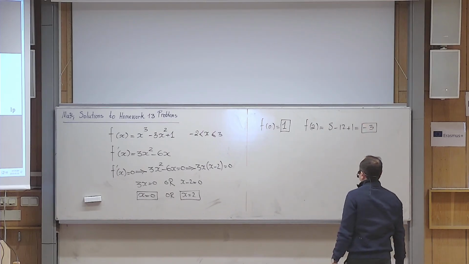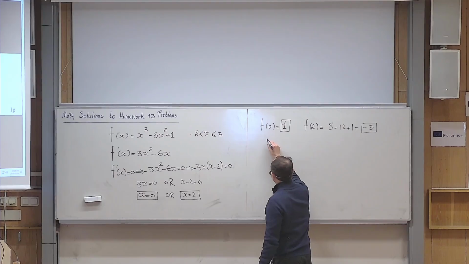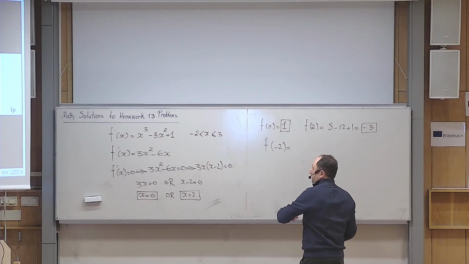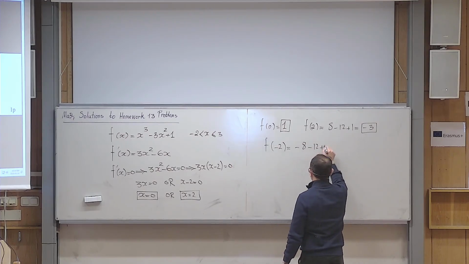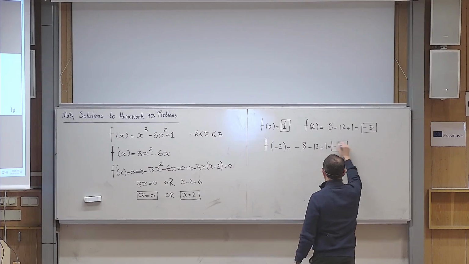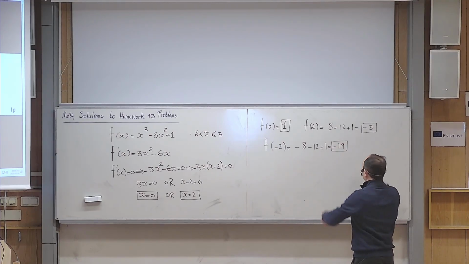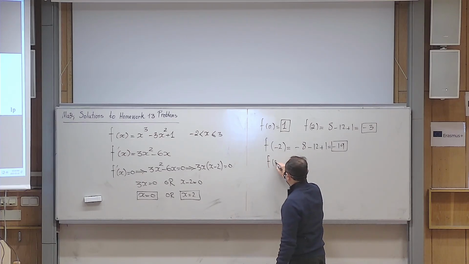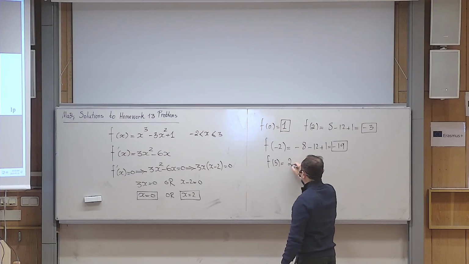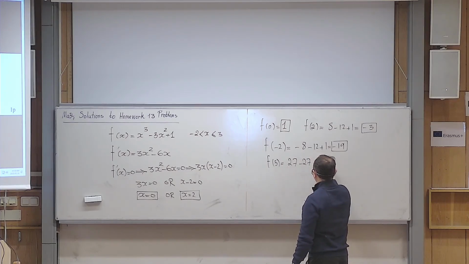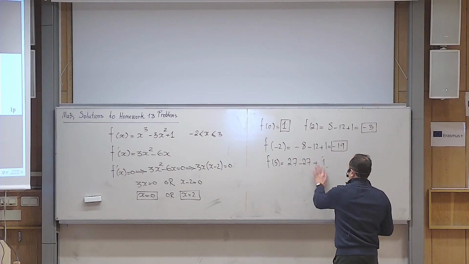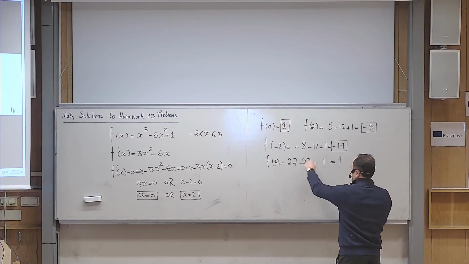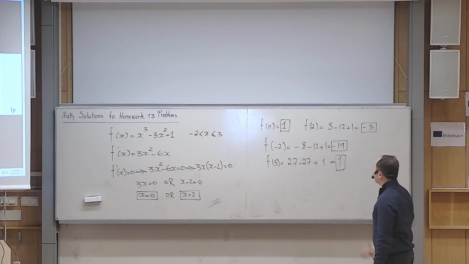Yes? And then, what should I calculate now? F of minus 2. I put minus 2 there. So it becomes minus 8, and then again minus 12 plus 1, which is minus 19. I also need to calculate f of the other endpoint, f of 3. I put 3 there, so it becomes 27 minus 27 plus 1. Oh, sorry, plus 1. The answer is 1 again, because these two are cancelled. So this should be in the box.